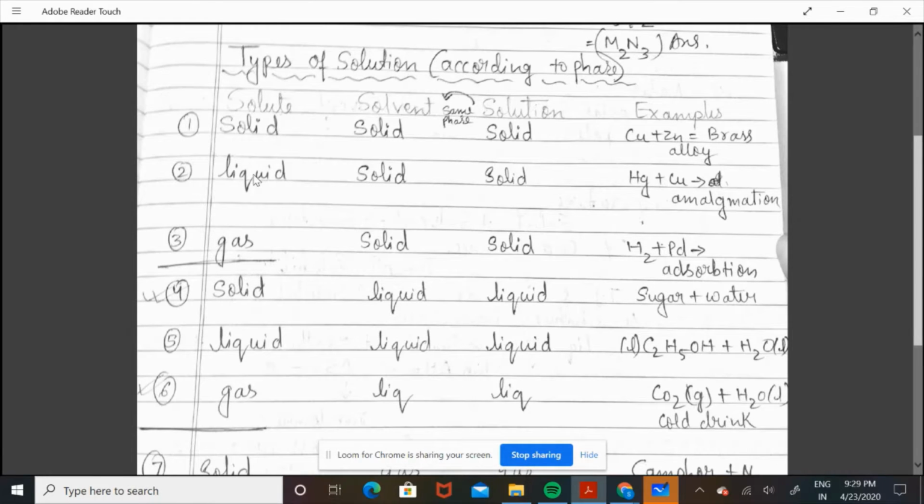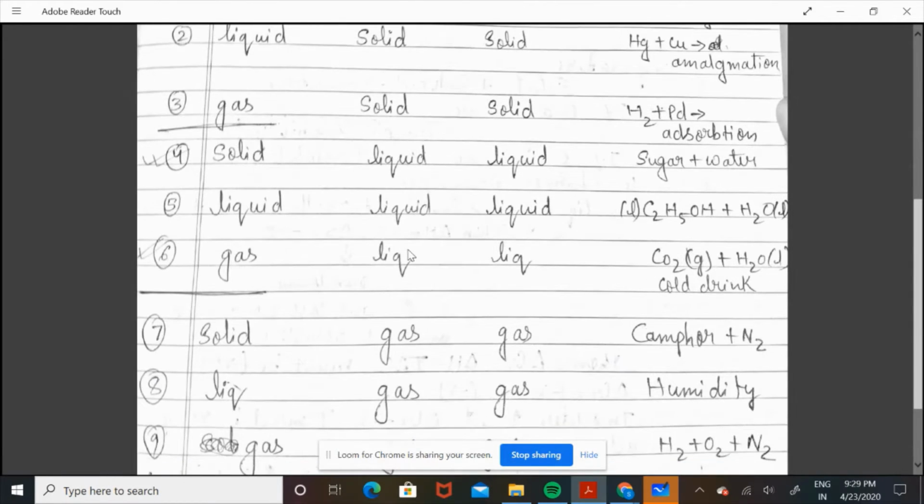Similarly, when solute is liquid and solvent is solid, again the property of the solvent is acquired by the solution, so the solution will be solid. Example is amalgamation. Next, when solute is gas and solvent is solid, definitely the solution will be solid. So my concern topic here is the fourth type, where solute is solid but the solvent is liquid.